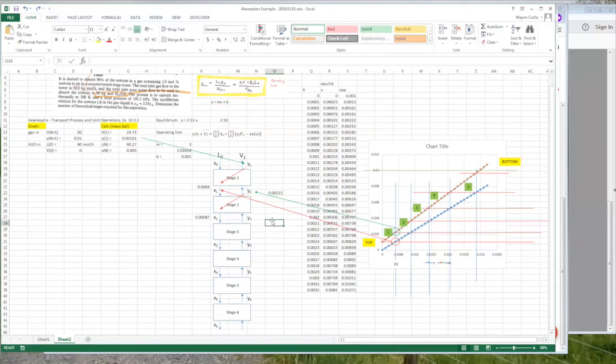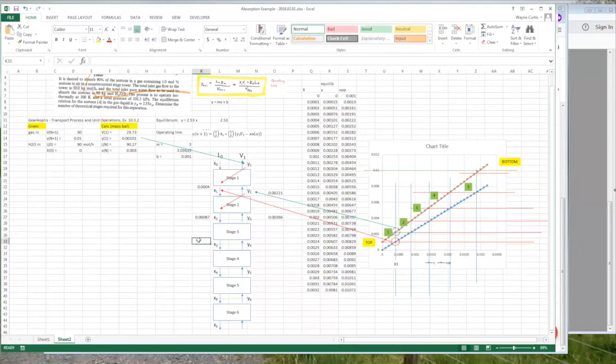I was going to calculate that again from the x values, so it will basically be equal to the slope times the x value in the operating line, and then add in the intercept, and there you go.